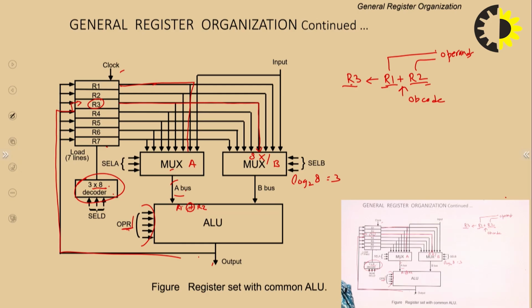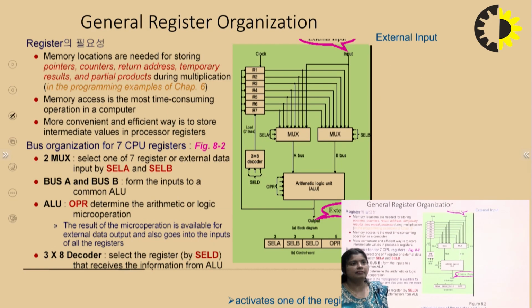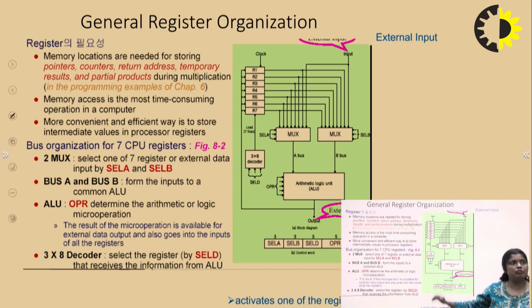So this completes the general register organization. Here you can see that memory locations are needed for storing, pointer counters are there, and also these two boxes, the registers, and the 3 cross 8 decoder.